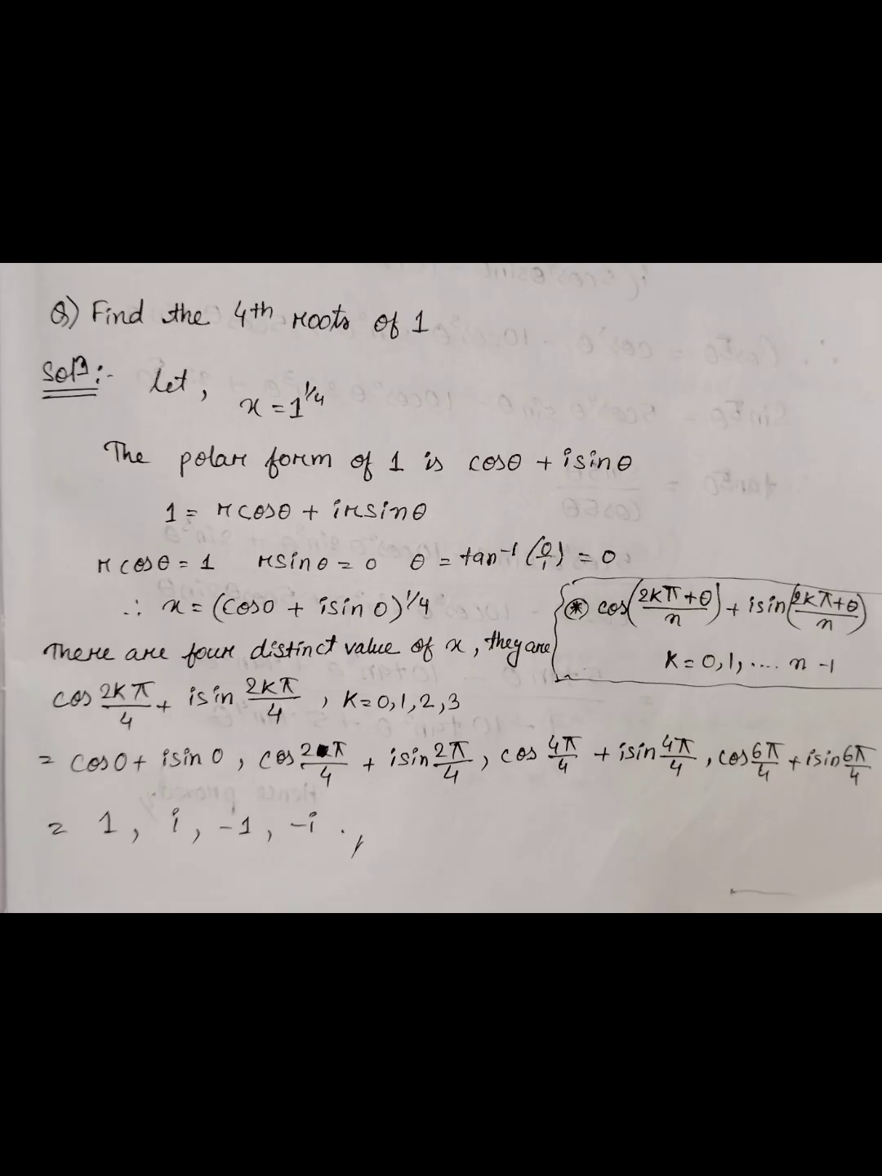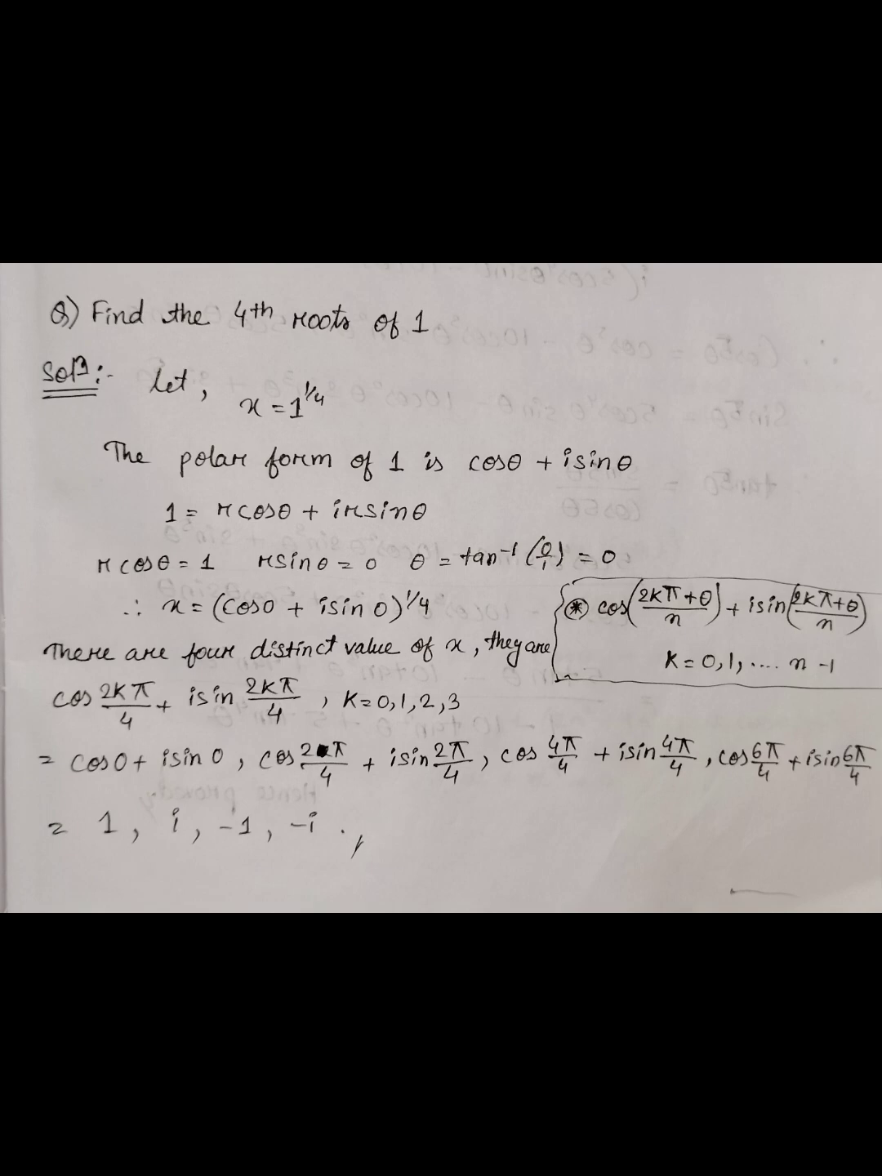So in this problem, we have to find the 4 roots of 1. Let us take x equal to 1 to the power 1 by 4. We know that the polar form of 1 is r cos theta plus i sin theta. Comparing 1 and the r theta form, we have got r cos theta equal to 1, r sin theta equal to 0 and theta equal to 0. So x equal to (cos 0 plus i sin 0) whole to the power 1 by 4.